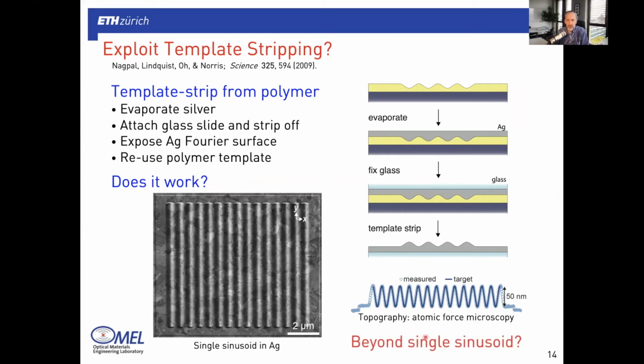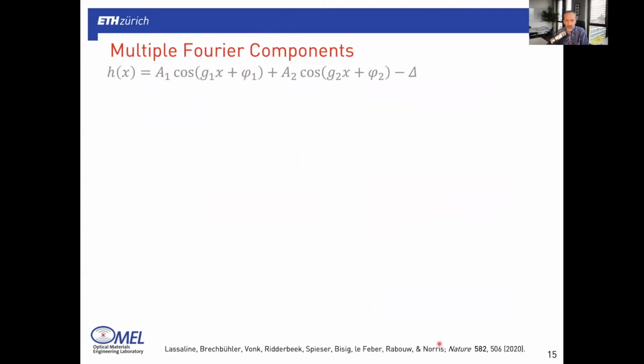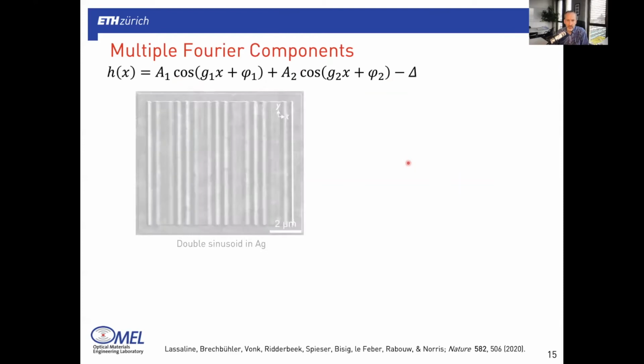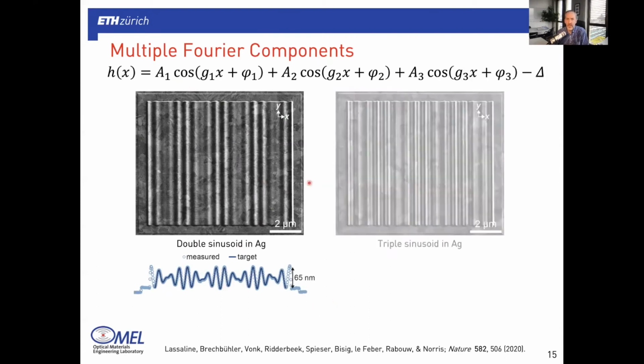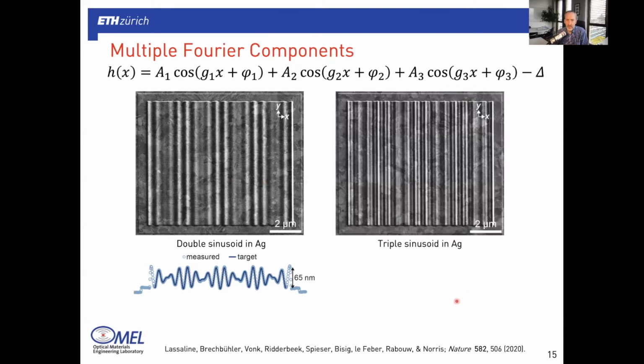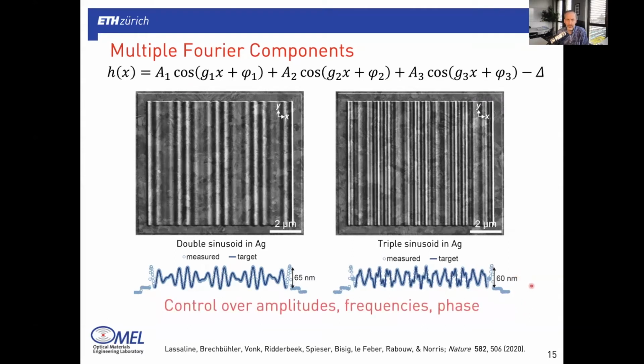Now, this was just to get us going, but of course you're not limited to single sinusoids, so you can start playing with the Fourier components. So you can add 2 Fourier components and make a double sinusoid in silver. And here again is the measured and targeted profile in terms of a line scan across this. You can add a third Fourier component and make a triple sinusoid. And again, here's the comparison between measured and targeted function. And of course, what's nice is you control the amplitudes, frequencies, and phases of these sinusoids or Fourier components.